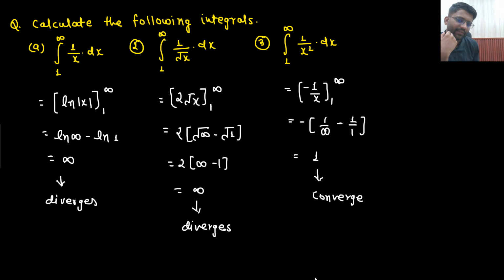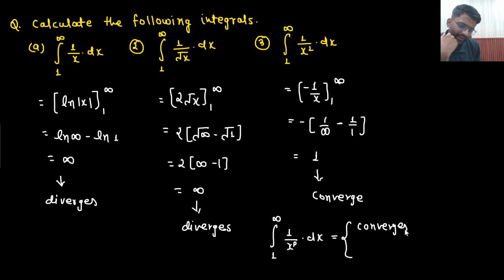What you can see, the scenario is the integral from 1 to infinity of 1 by x to the power p dx. The answer converges and diverges similarly. It converges for p greater than 1. It diverges for p less than or equal to 1. Here p was less than 1, 1 by 2 it was, right? Here it was equal to 1. So here it was diverging. For p greater than 1, it was converging. That's it. Same scenario is there.